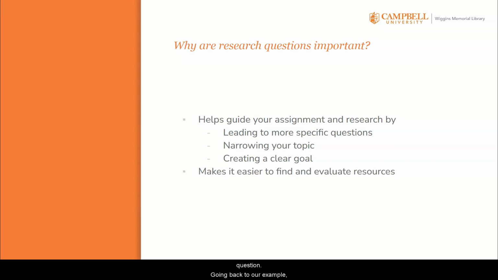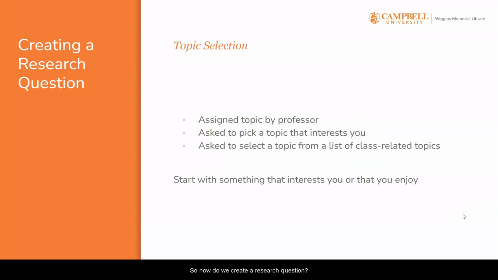Going back to our example, if our topic was video games, there are several ways we could break down this topic. We could look at video game development, ethics in video games, esports, impact of video games on college students, and more. So how do we create a research question? First, we start by picking a topic.